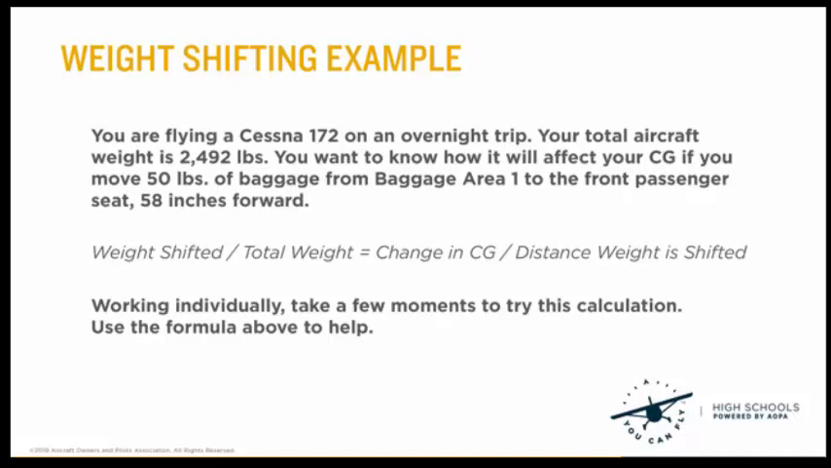Alright, so hopefully these are the values you got out of this. The weight shifted is 50 pounds, total weight's 2,492 pounds. We don't know the change in the center of gravity, so that's what we're going to be solving for. And the distance shifted is negative 58 inches because it moved forward. So we plug all that in: 50 over 2,492 equals x, the change in the center of gravity, over negative 58. Then we can multiply both sides by negative 58, and we get a change in center of gravity of negative 1.16 inches. Make sure that makes sense.